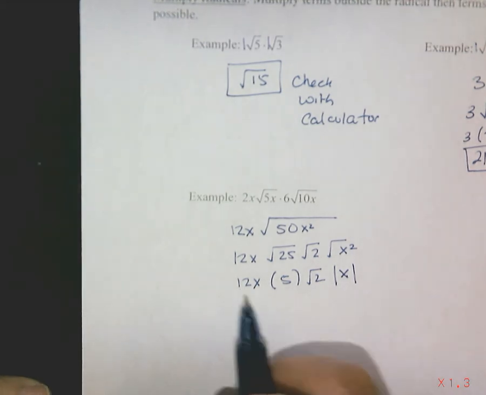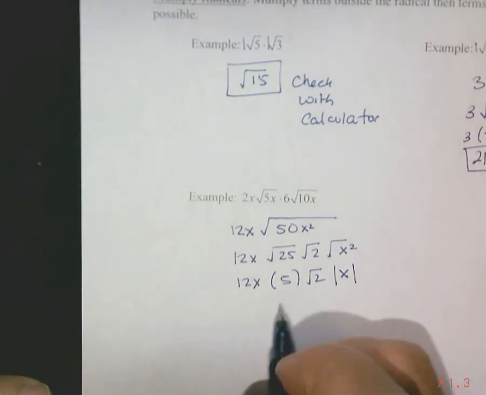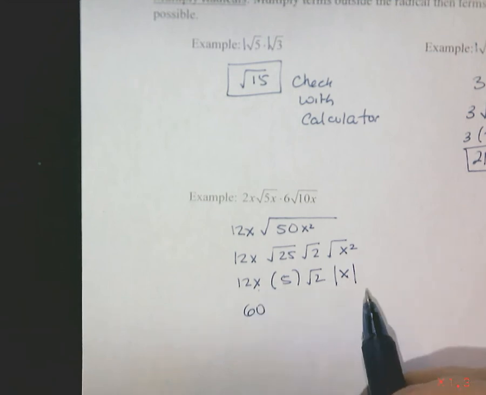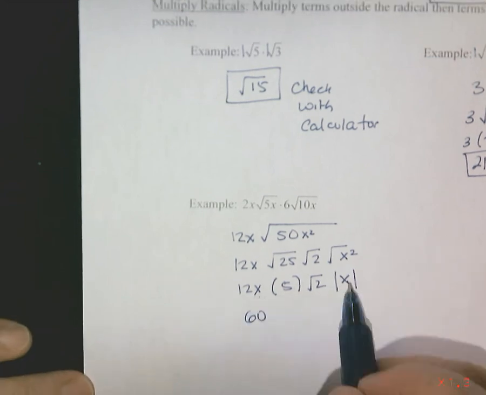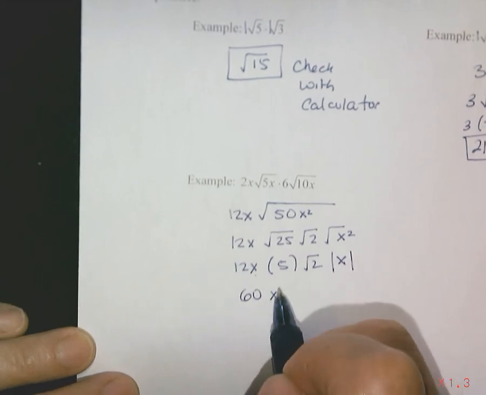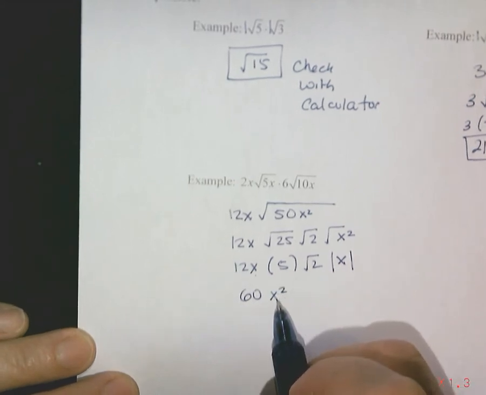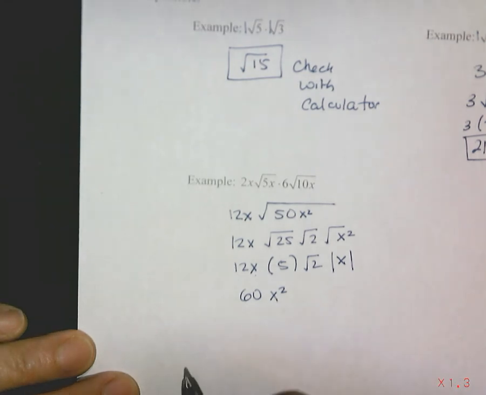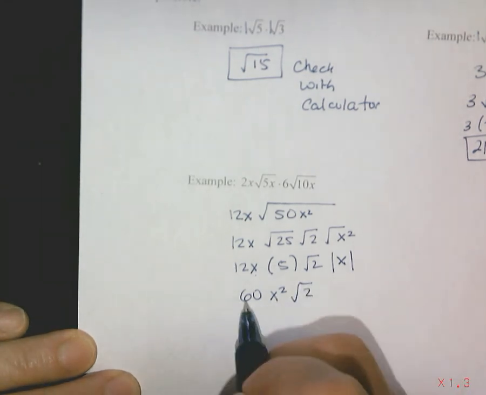Now I'm going to multiply all the terms together on the outside. So 12 multiplied by 5 is 60. x multiplied by absolute value of x. It doesn't matter that this is absolute value. It's just going to be x multiplied by x, so I get x squared. And I don't need my absolute value bars anymore, because no matter what value x is, it's going to be positive. And I have the square root of 2.